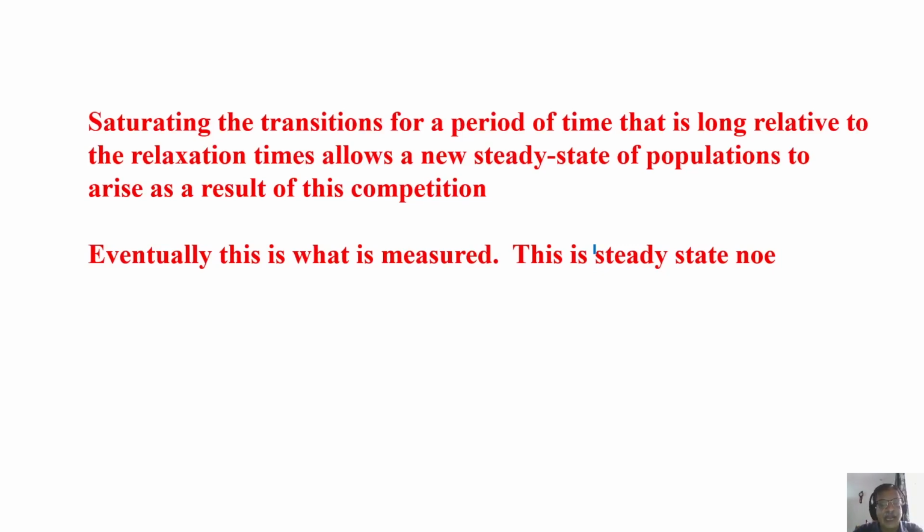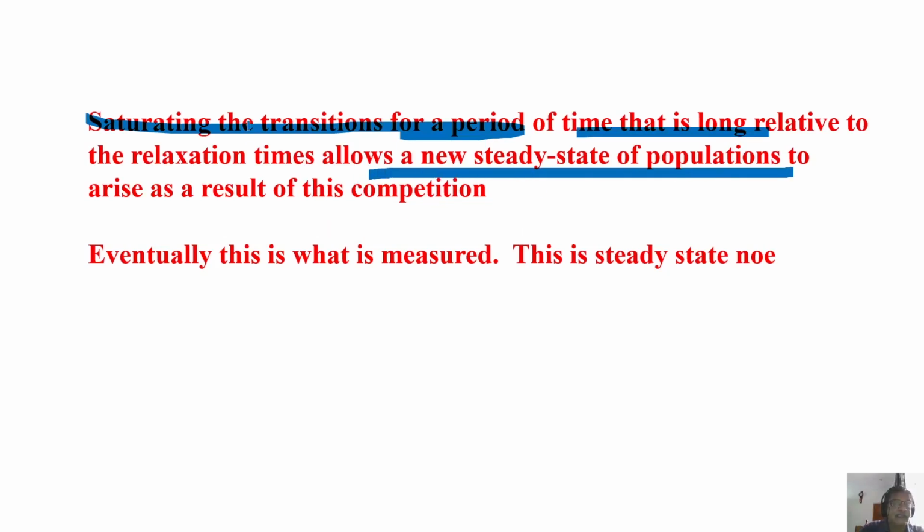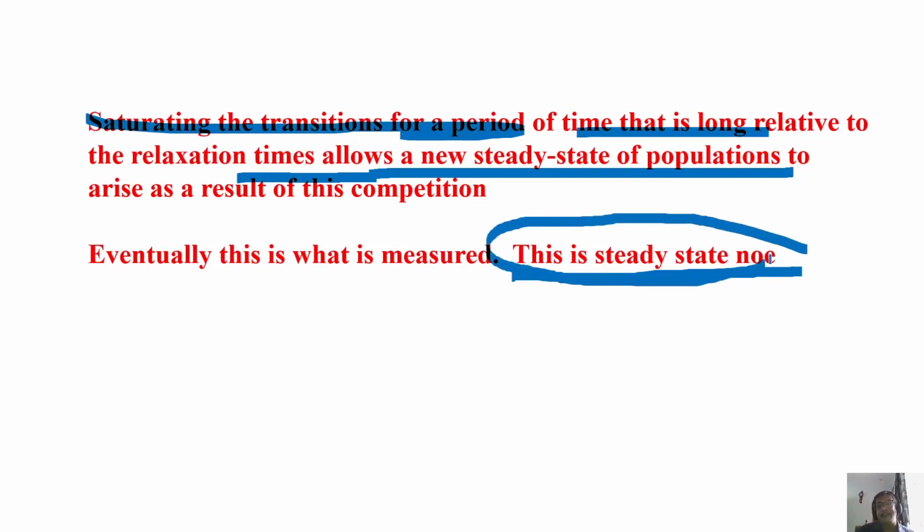Generally what happens is we are saturating the transitions for a period of time and allow this system to attain steady state because of various competition mechanisms. That is why this experiment is called steady state NOE. You saturate the transition for a period of time that should be longer than a T1 time. It cannot be faster. Then allow it to go through the competitive processes, and then eventually after some time we will measure the NOE. This is called steady state NOE.